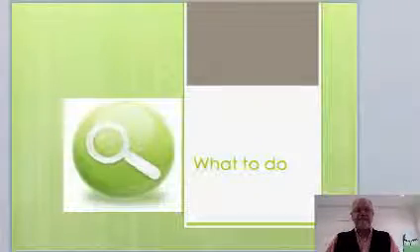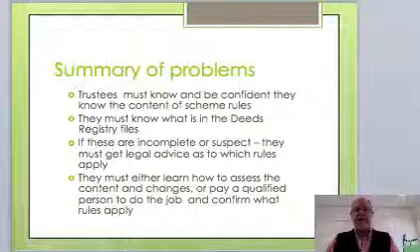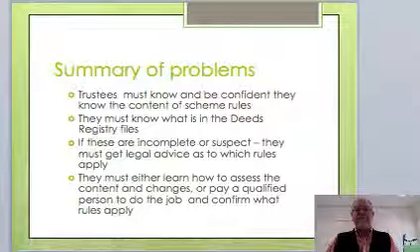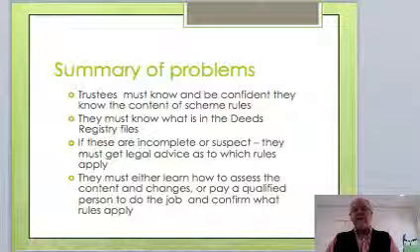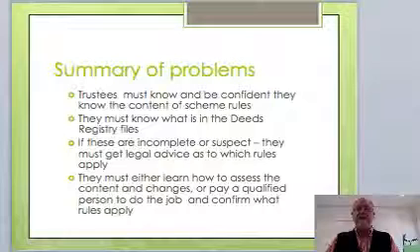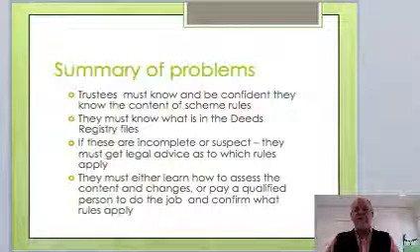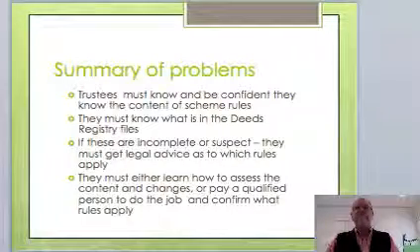What do you do about it, and what do you do specifically if you're not sure? Trustees must know and must be confident that they know the content of the scheme rules. They must know what is in the deeds registry files for their particular scheme. If these are incomplete or suspect, then they must get legal advice to find out what rules apply to their scheme. And they must either learn how to assess the content and changes as they are made each year, or pay a qualified person to do the job and confirm what rules apply.